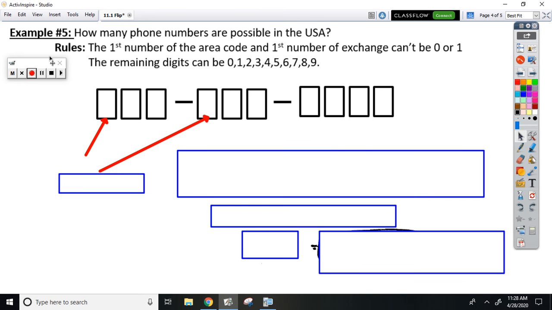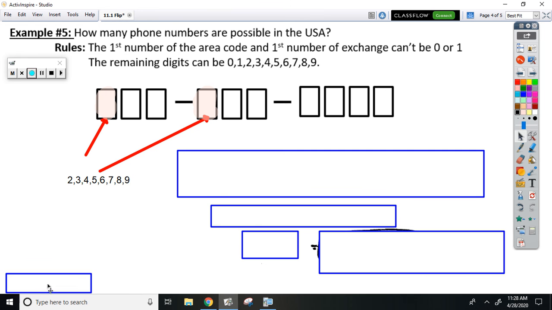All right, now the next one is even harder. How many phone numbers are possible in the USA? There are rules. The first number of the area code, which is right here, and the first number of the exchange, which is right here, cannot be 0 or 1. So that means that these 2 digits could have a 2 in them, a 3, 4, 5, 6, 7, 8, or 9.